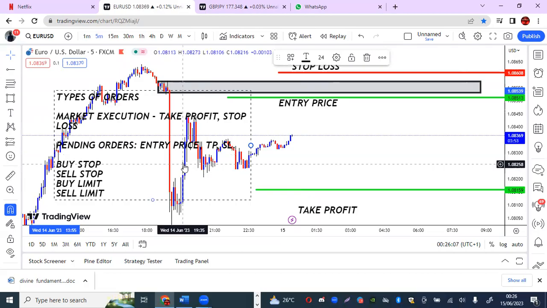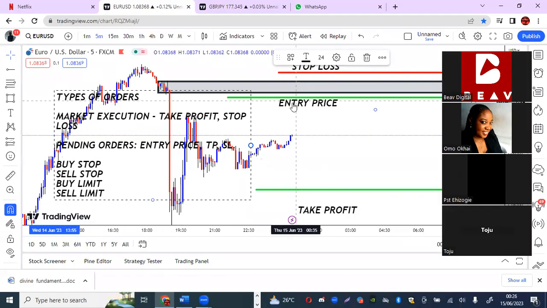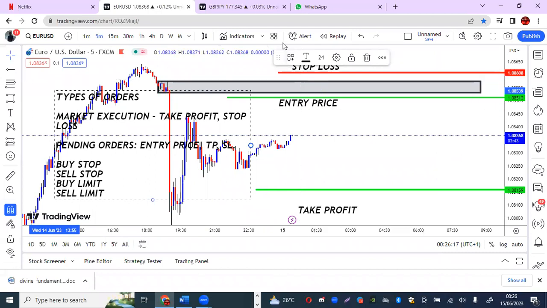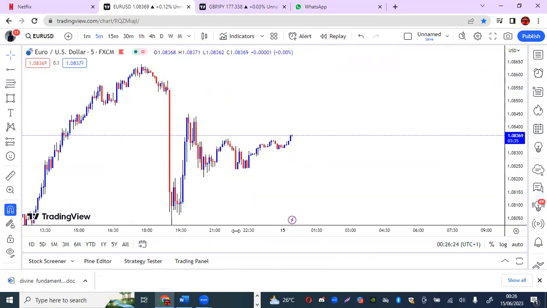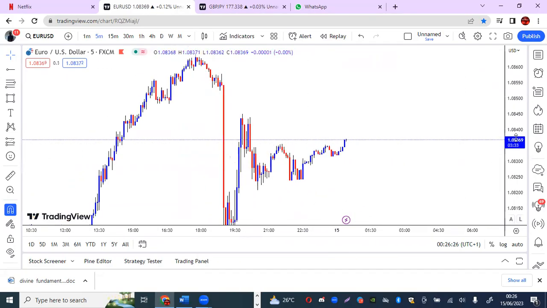So we'll go to the next one, which is identifying zones. We talked about zones yesterday. Now we're going to look at how to identify zones. How do you draw your zones? Okay, so now this is Euro USD.